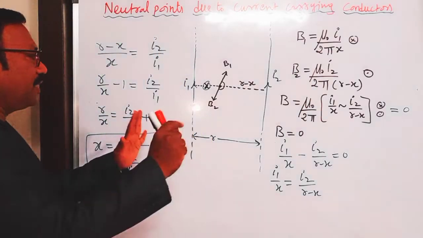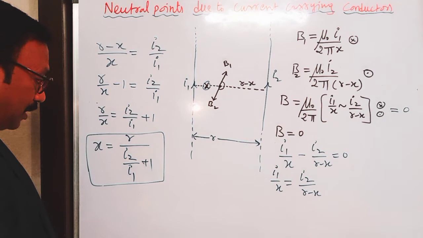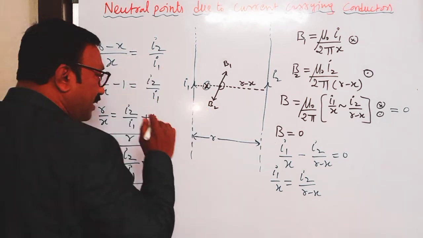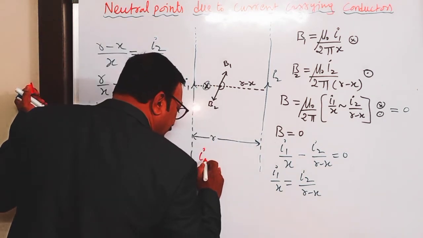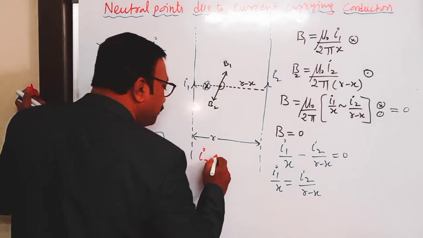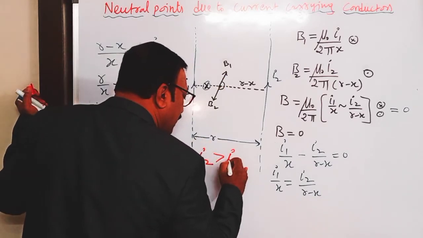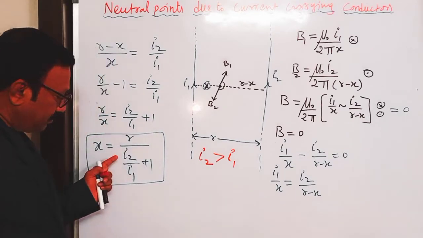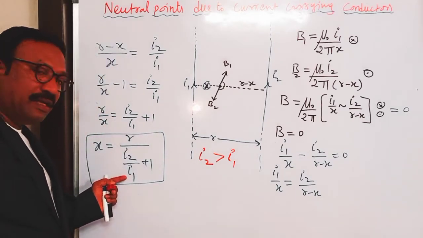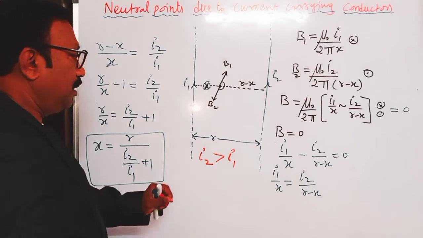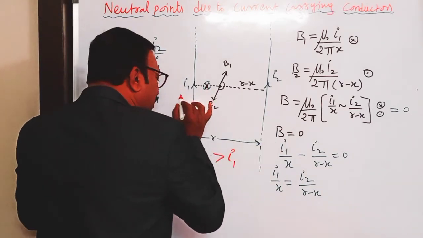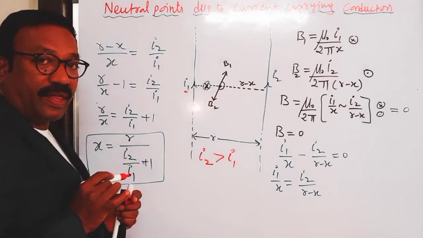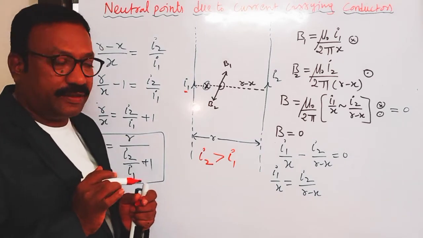One point I want to tell you. Here always please take the greater current as I2 when you are using this formula. Let's say I2 is greater than I1 always. I2 must be greater than I1. And x is always measured from the smaller current.